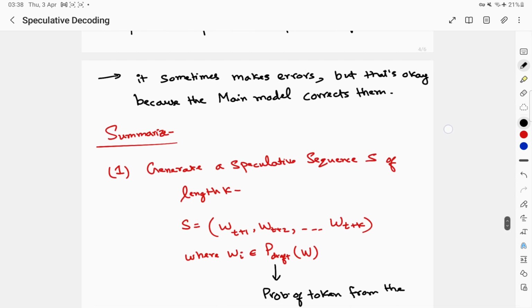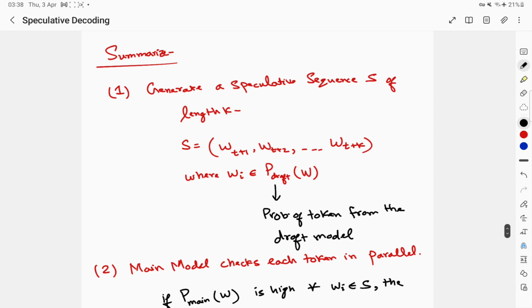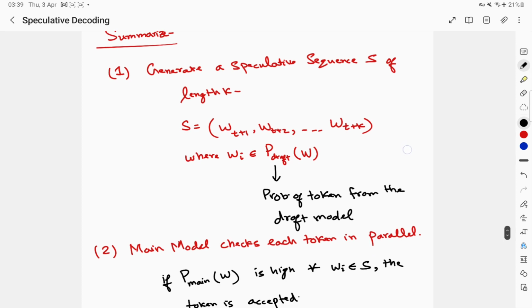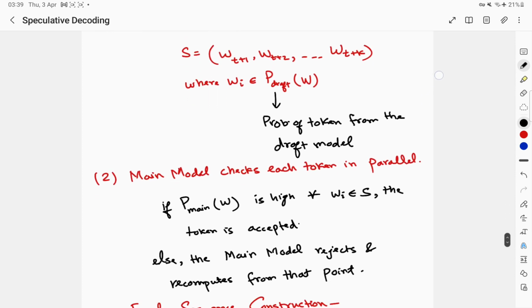So to summarize, the first step is to generate a speculative sequence S of length k, and therefore the name speculative decoding, because as you can see, the draft model in this case is trying to speculate a bunch of tokens given an input prompt. So we have a series S of tokens, let's say w_{t+1}, w_{t+2}, all the way up to w_{t+k}, where each of these w_i is sampled from P_draft(w), that is, the probability of the token coming from the draft model.